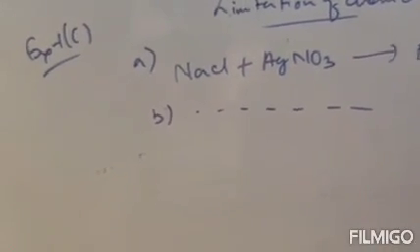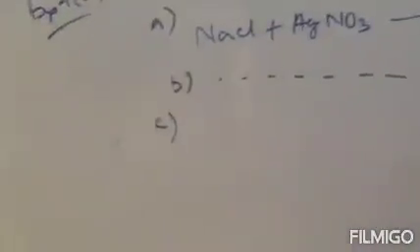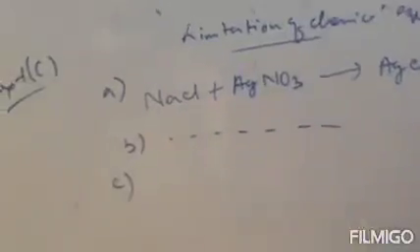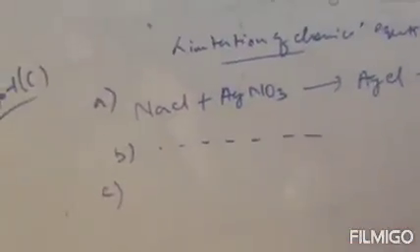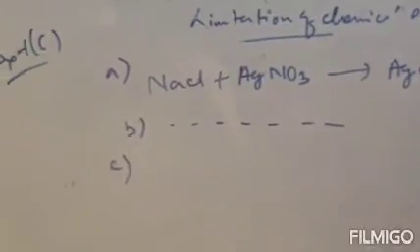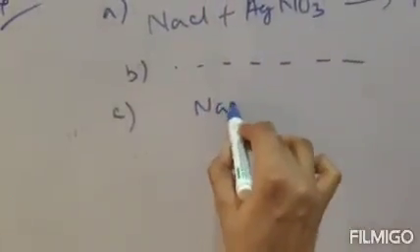Next, question C. Find the weights of reactants and products. We have to find the weight of the reactants and the products. Now, as the equation is balanced, the weight of the reactants and the weight of the products will both be the same. Why? Because the equation is already balanced. Therefore, the weight of the reactant side and the product side will be equal. Clear?